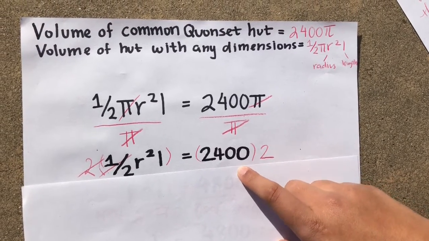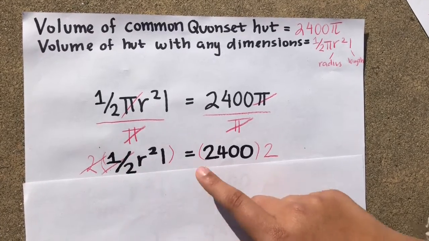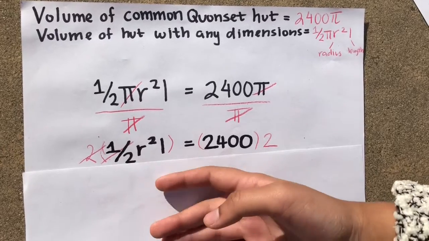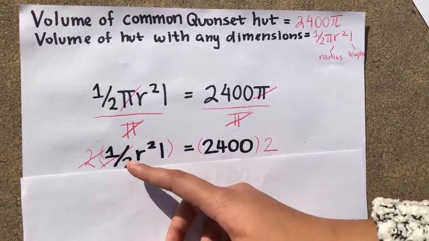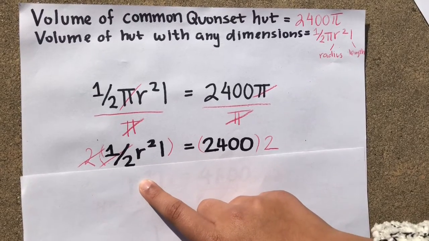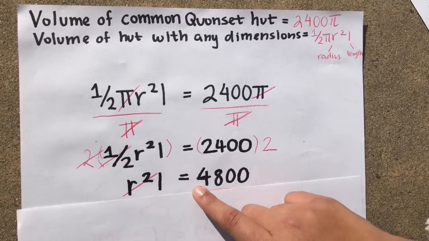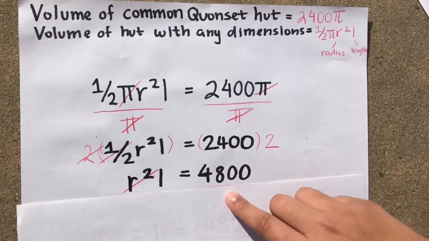So now the next step is to get rid of this 1/2. And the way that we can do this is by multiplying each side by 2. The reason for this is because 2 times 1/2 is equal to 1. And since we're trying to get rid of it and make it just 1 so that there's no coefficient, this is the way to do it. So after that, we get r squared L is equal to 4,800, since 2,400 times 2 is 4,800.